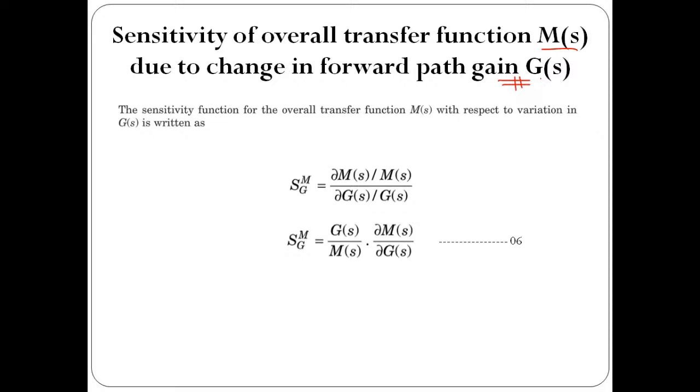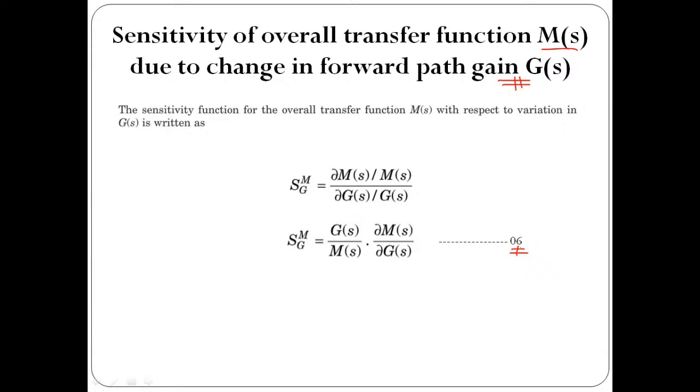So first we will define the general formula to calculate the sensitivity of a system with respect to the overall transfer function if we vary the forward path gain. It will be S of M with respect to G, which is the percentage change in M divided by the percentage change in G. So it will be dou M of s by M of s divided by dou G of s by G of s, or G of s by M of s into dou M of s by dou G of s. This will be your equation number 6.